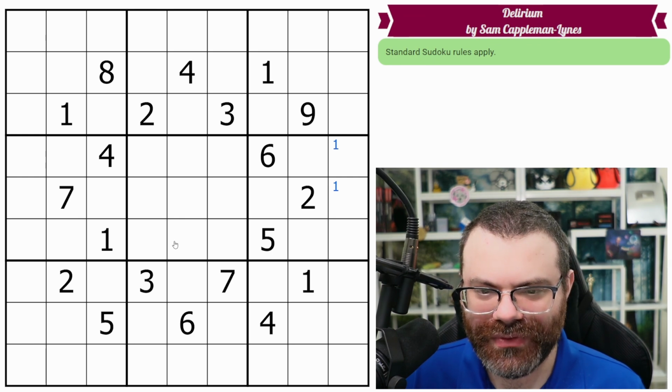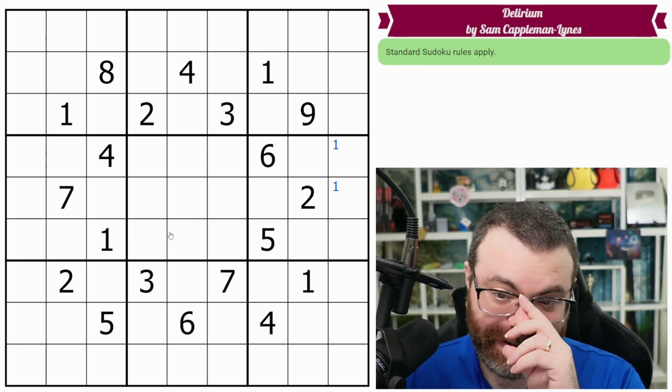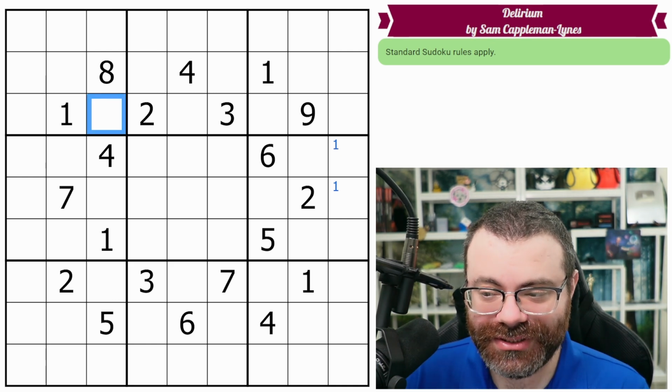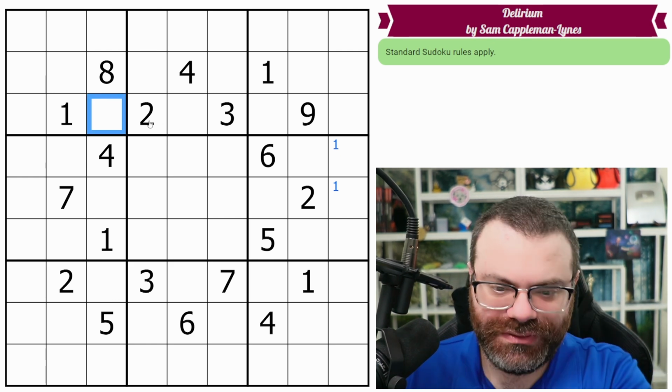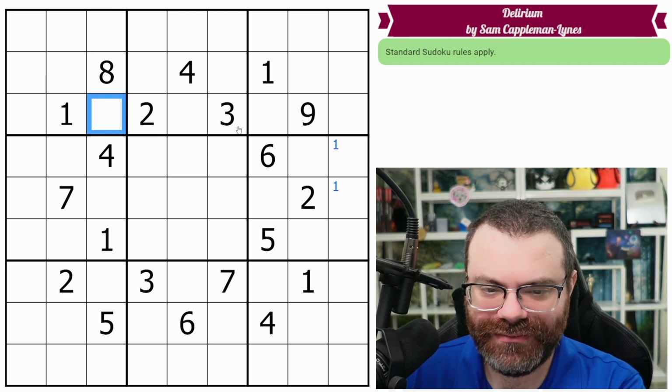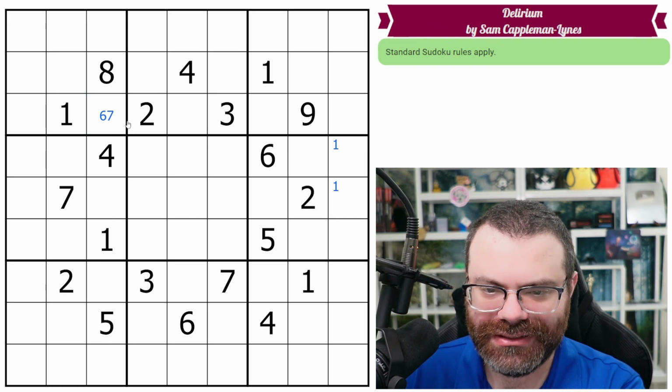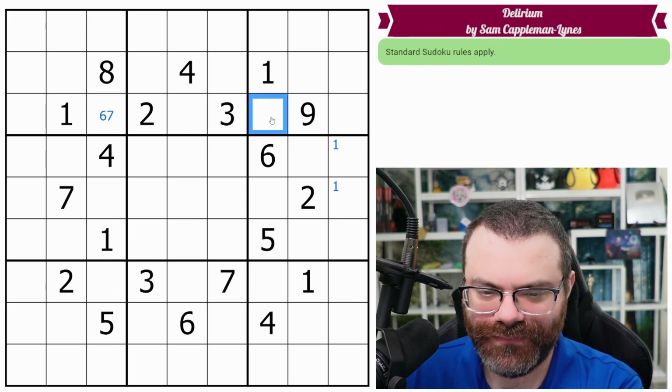Okay, so I think we need to be looking for restricted cells. Now the question is, is it at these intersections? Let's look. We have 1, 2, 3, 4, 5. We need 6 and 7. We have the 8 and the 9. Okay, so yeah, I think this is the way to go. Let's look at these corners.